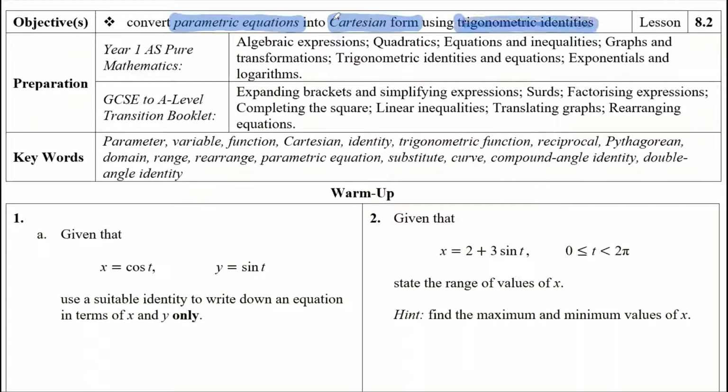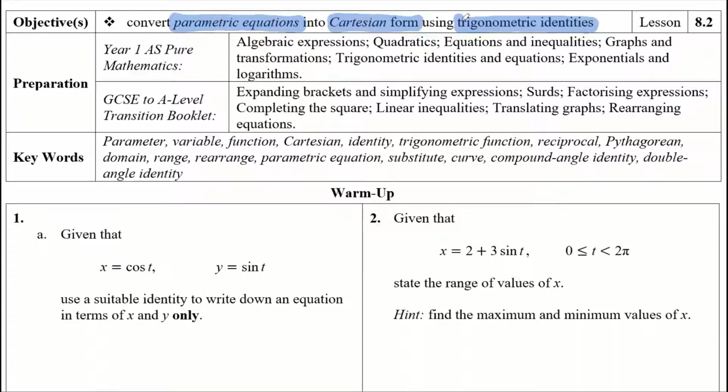trigonometric identities. So it's a good idea as preparation for this lesson to go over your trig identities, firstly from year 1 and then from year 2 in chapters 6 and 7. If you're ready to proceed, please pause the video and try the 4 warm-up questions.